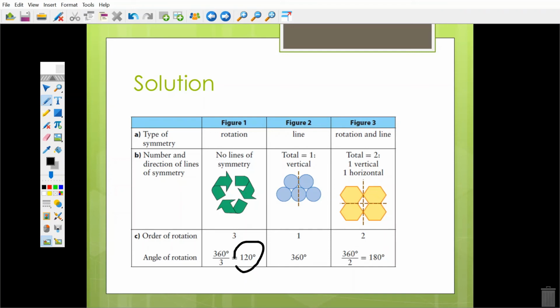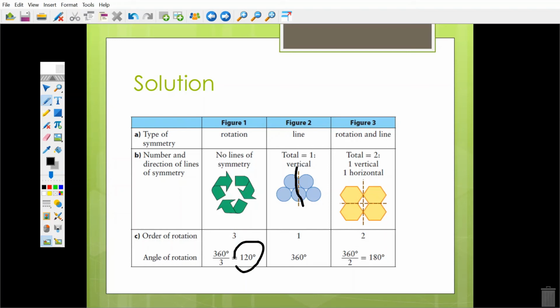With these 5 circles, there's no way to have rotation symmetry for that. The order of rotation would be 1. But it does have a vertical line of symmetry. We could cut it right down the middle here, which would give us line symmetry. It's a vertical line of symmetry. The angle of rotation would just be 360.